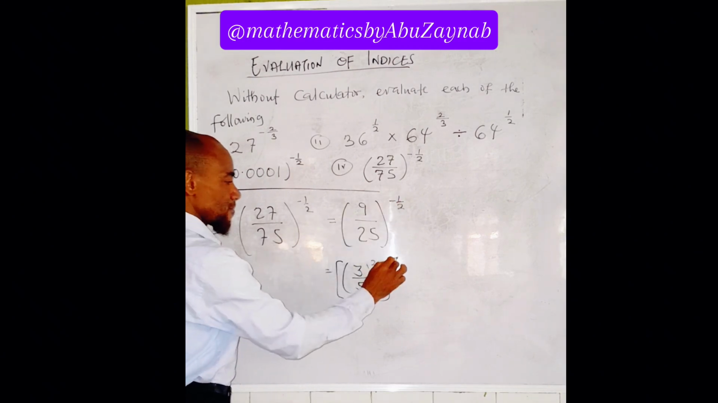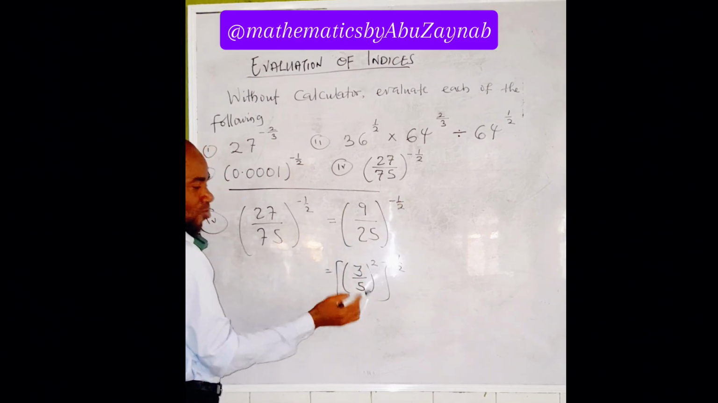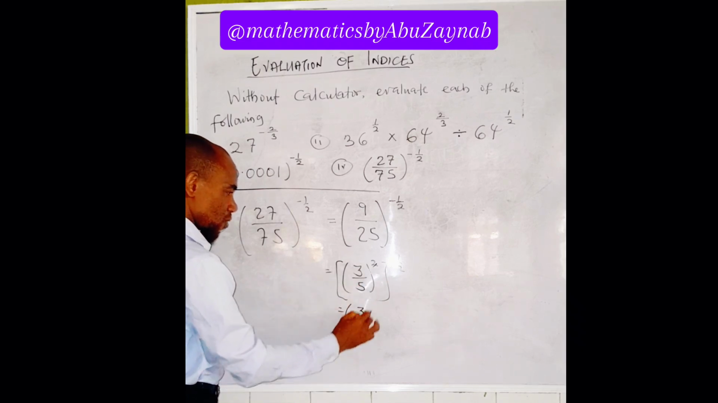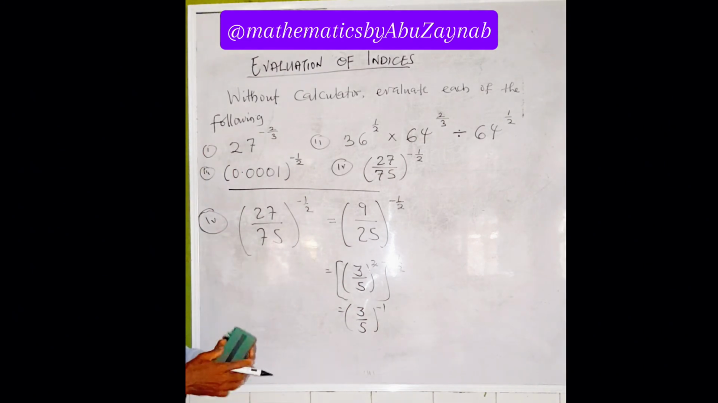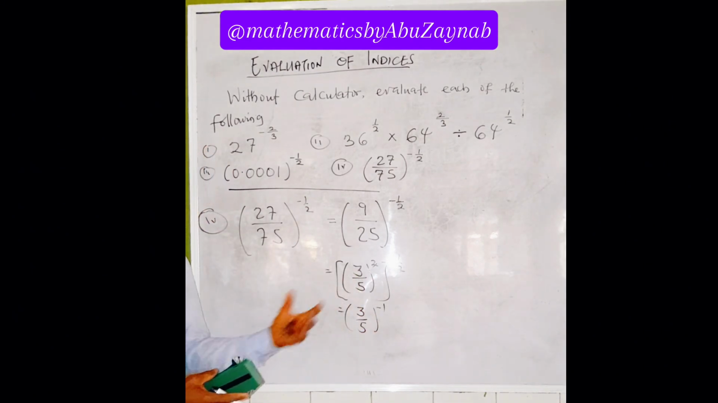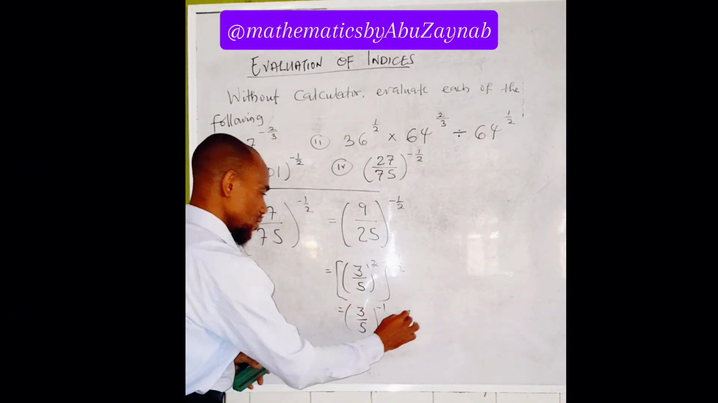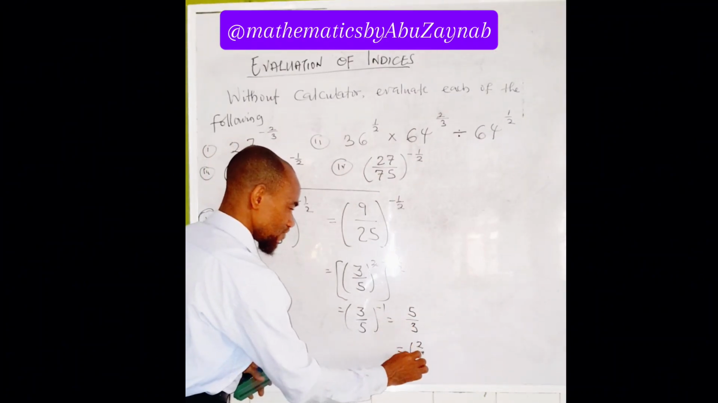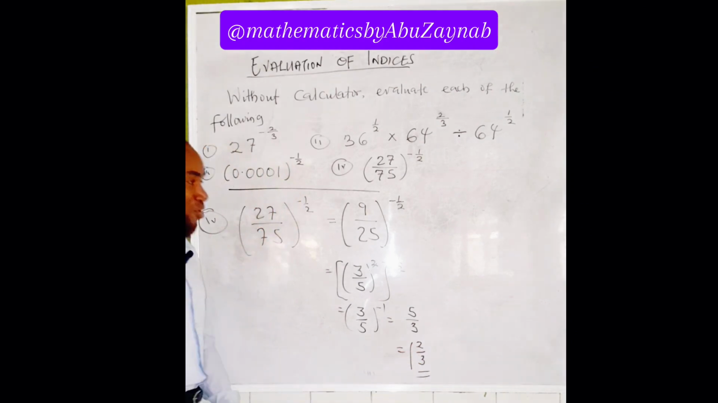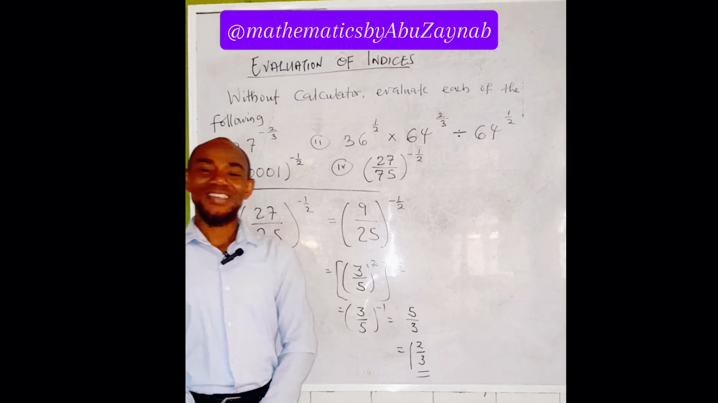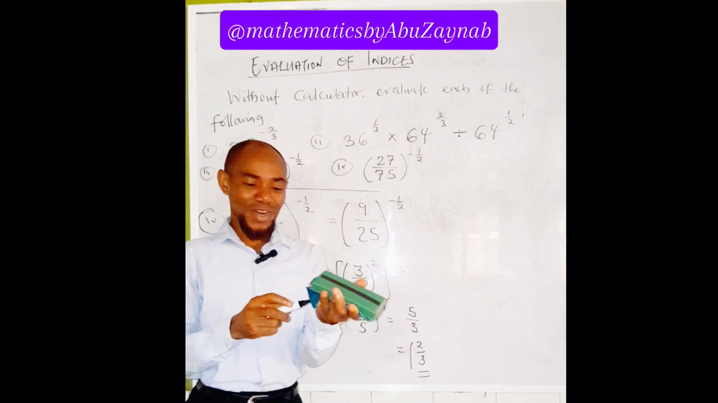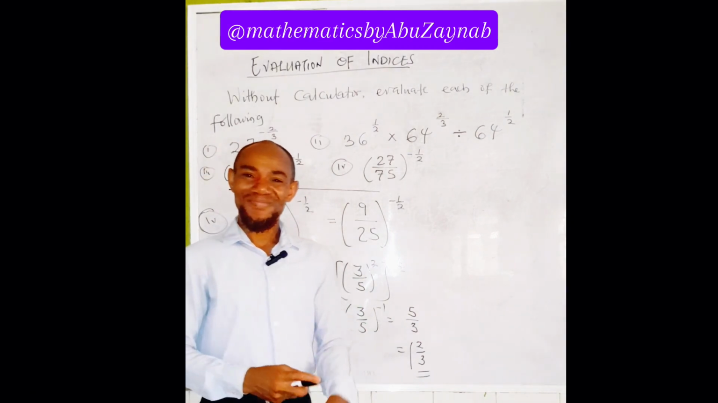Then the power minus 1 over 2. So 2 cancels 2. We have 3 over 5 to the power minus 1. Again, we can see this minus 1 as reciprocal. So this simply means equals 5 over 3. And that's pretty much the end of today's lesson, which has to do with evaluating indices without the use of calculators. Thank you and stay tuned.